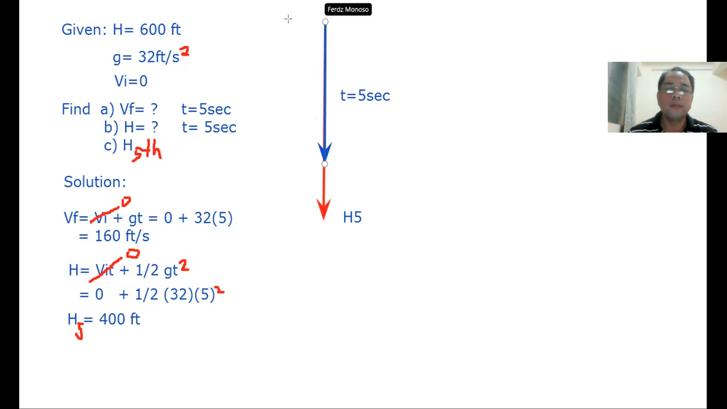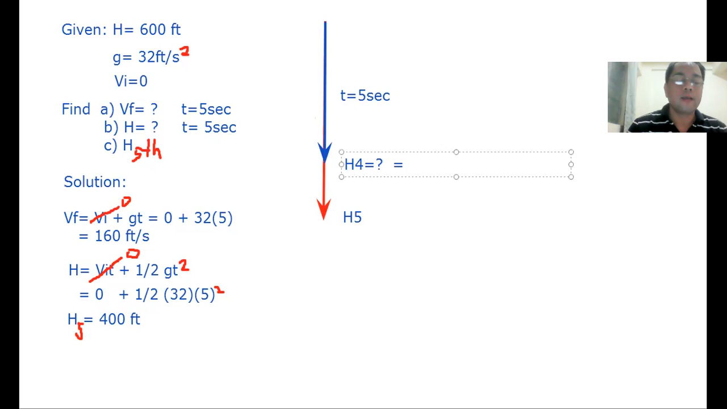So here, if we get the time for this blue colored arrow, then that distance is covered only for 4 seconds. So in order for us to get this value, we will be able to get this by the same equation.